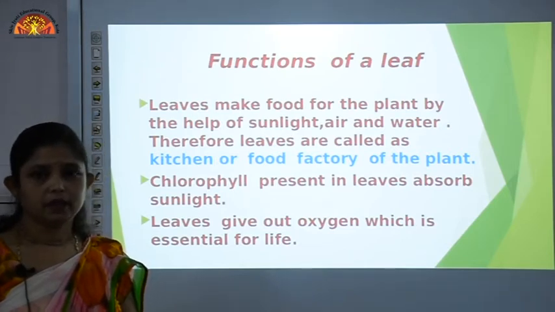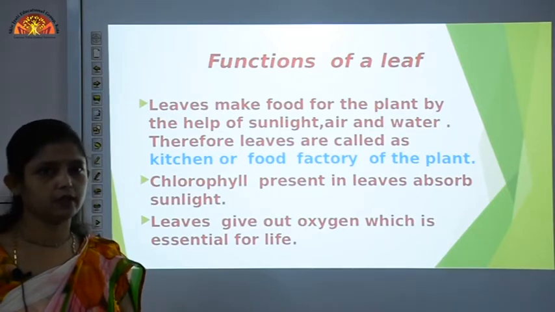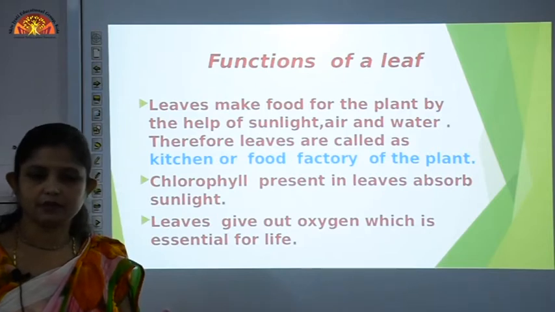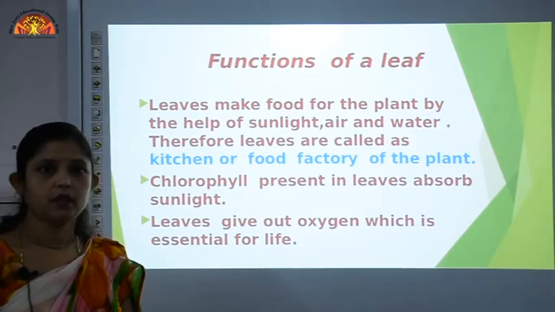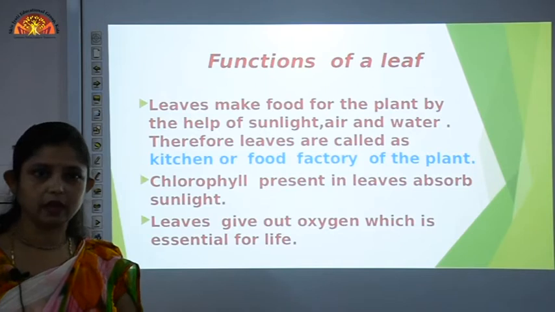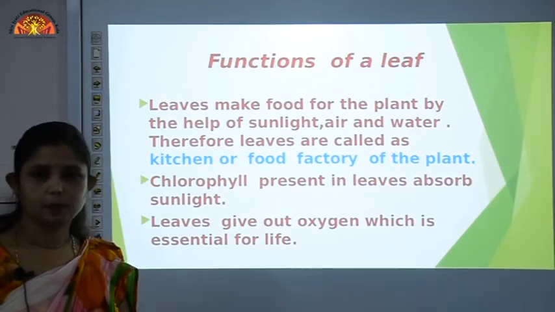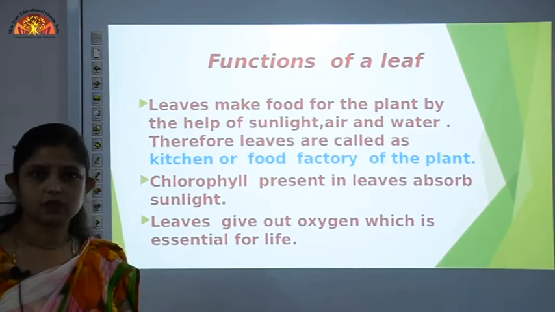As your mother prepares food at your home, and where she prepares the food? In the kitchen. And what is there in the kitchen? There is a lot of raw materials. Like if she wants to prepare any dish, she used to collect all the raw materials, all the spices, pulses, and then she prepares the food.